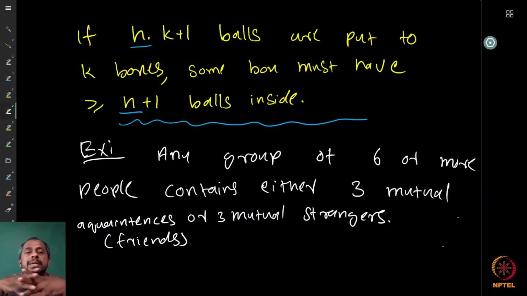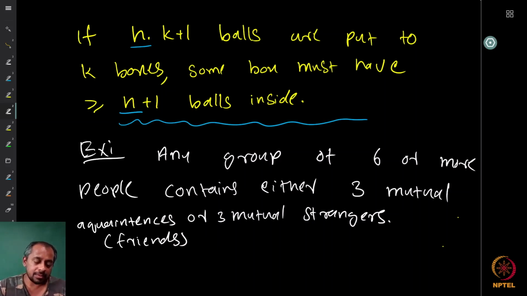Now, the same pigeonhole principle we can write in a slightly more usable form, which I will say as follows. Suppose we have, instead of k plus 1 balls, let's say n times k plus 1 balls. We are going to put them into k different boxes. Then one of the boxes must have greater than or equal to n plus 1 balls inside. The same argument that we did earlier works, right?